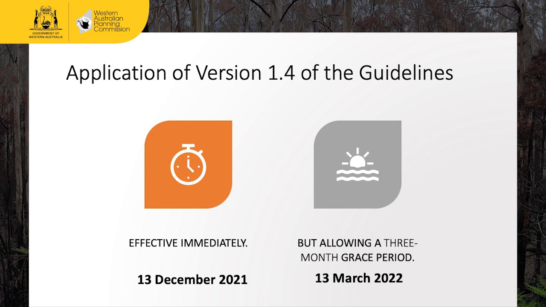Decision makers are advised to continue to accept bushfire management plans that align with the previous version of the guidelines for 3 months until the 13th of March 2022. For any bushfire management plan received from the 13th of March 2022, it is expected that the requirements of the new guidelines will be used. The planning bulletin and position statement for tourism land uses in bushfire-prone areas will be rescinded, and version 1.3 will become inactive from the 13th of March 2022.